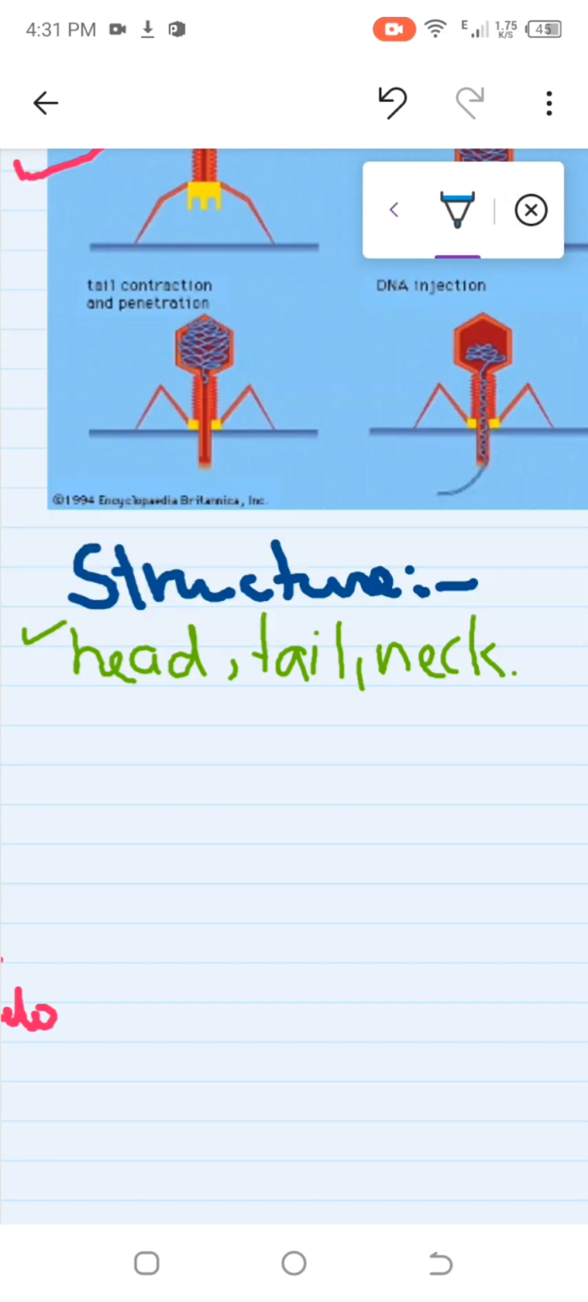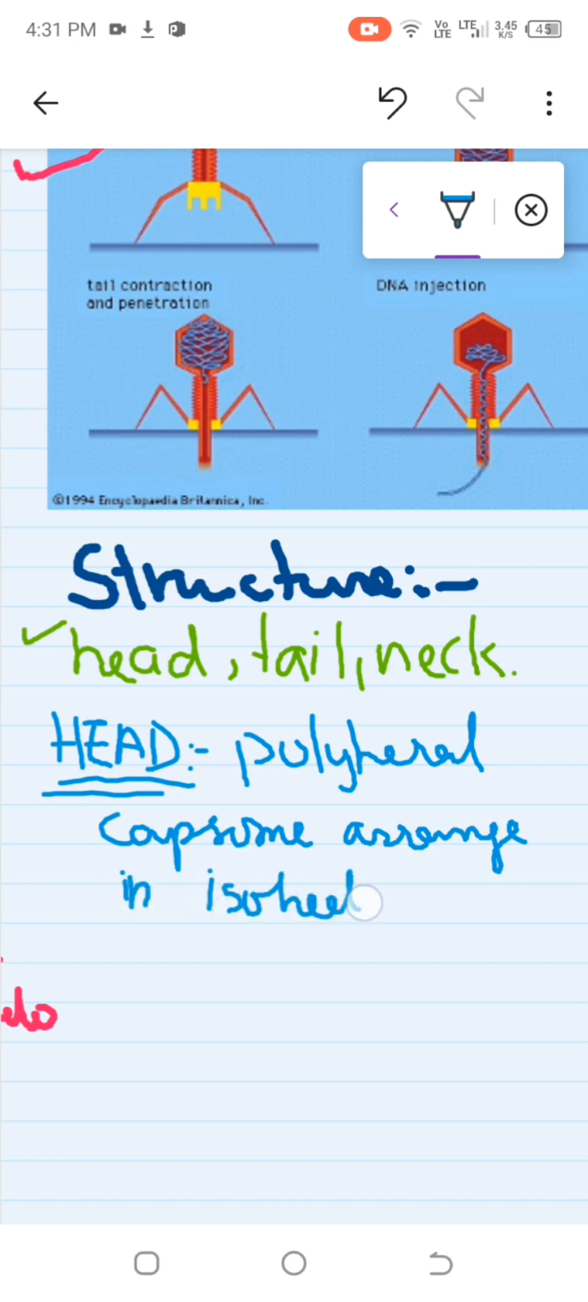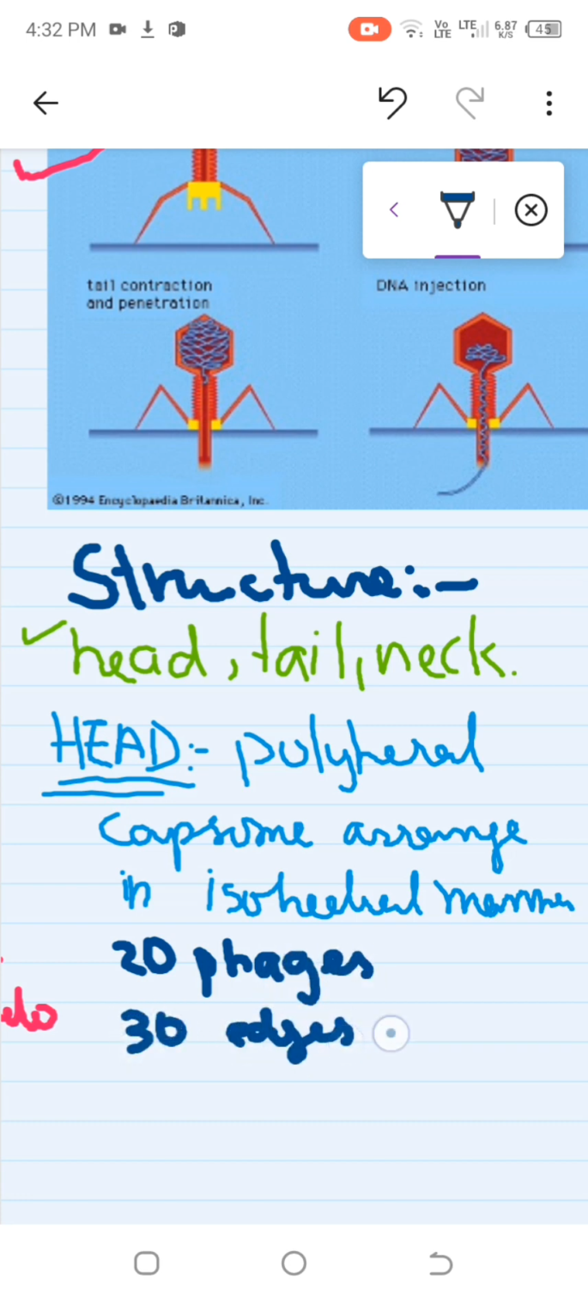First we have the head. The bacteriophage head is polyhedral, when its capsomeres are arranged in an icosahedral manner. This icosahedral structure has 20 faces and 30 edges.